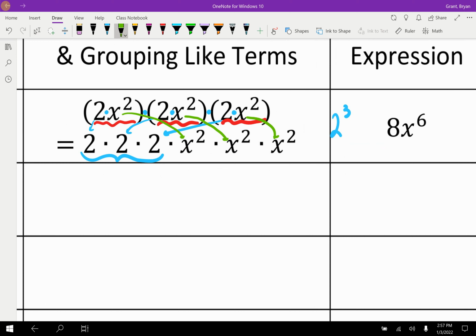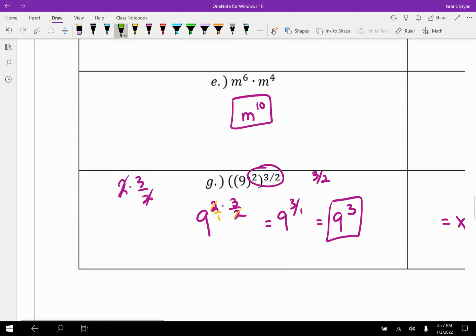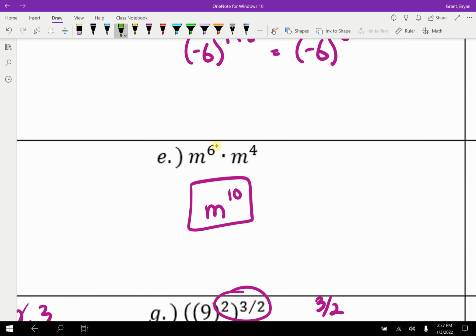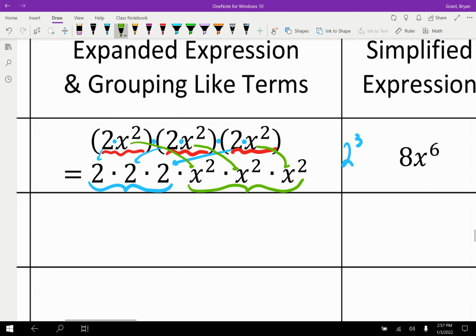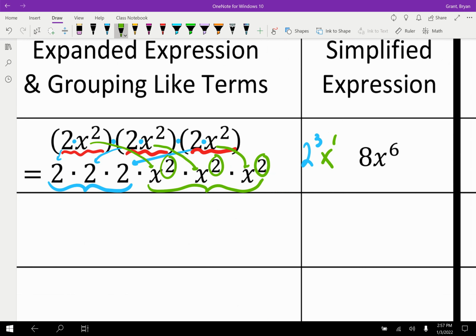And when you do x squared times x squared times x squared, they're all the same base. And just like this previous page, when you have the same base, what do you do with the exponents? You add them. So this becomes 2 plus 2 more plus 2 more, which is x to the 6th power. Now, I wrote this as 8x to the 6th. It is totally okay to stop right here.